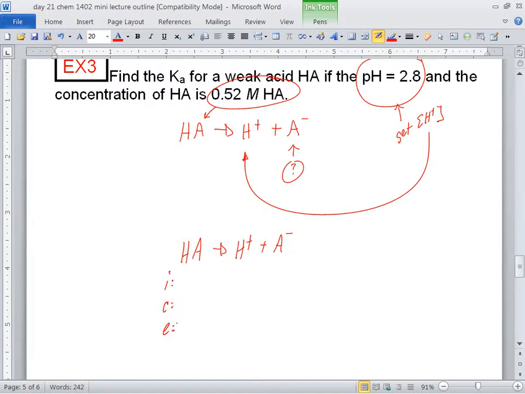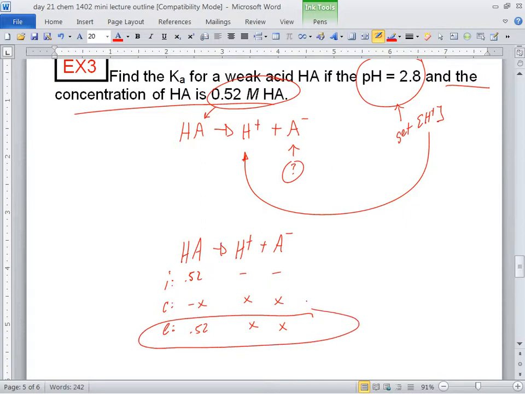Right? They're saying that HA is 0.52. We do dashes. Minus X, X, X. And then they said that the concentration of HA is 0.52, so there is no minus X here. They're just saying, hey, these are your answers. This is your equilibrium. So I agree with Kendall, right?